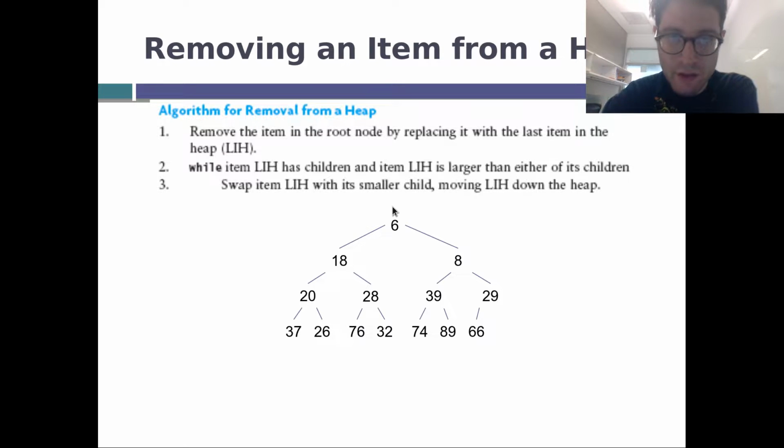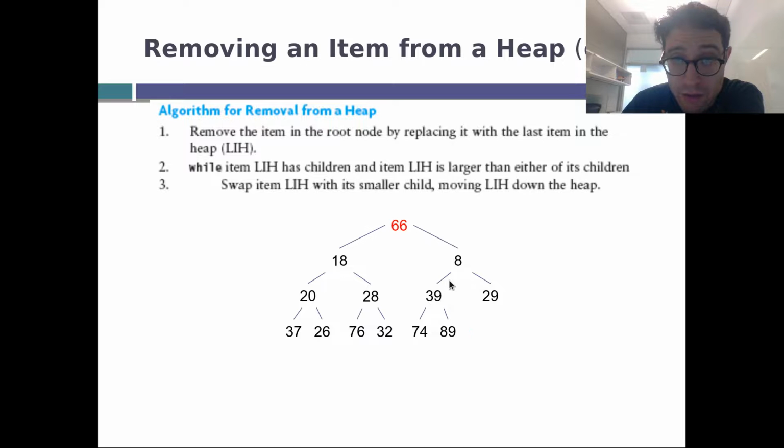So let's go ahead. We can remove the item from the root by replacing it with the last item in the heap. So say we need to remove 6 from the heap. What we do is we take 66 and move it up here. So we move it up and replace it, right? See how that moved up.